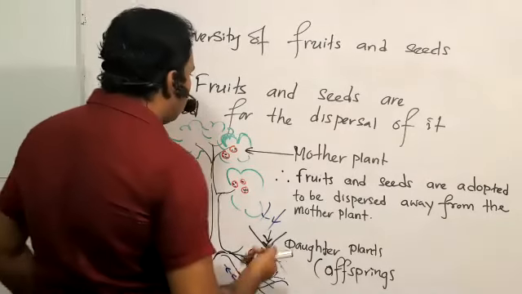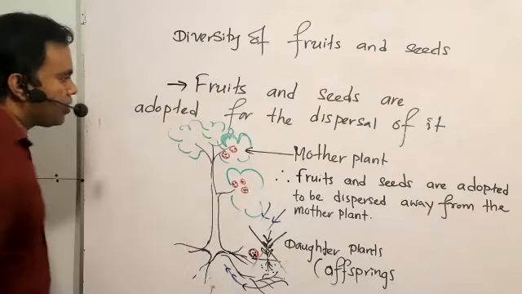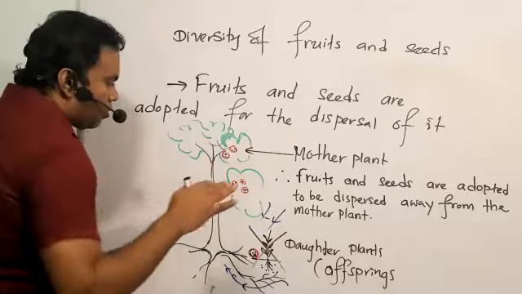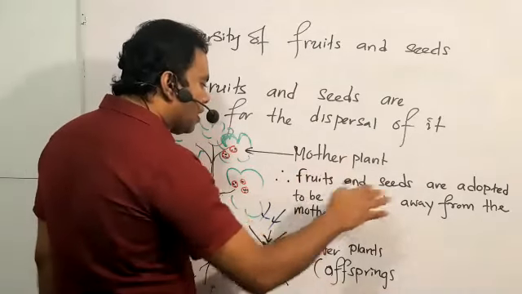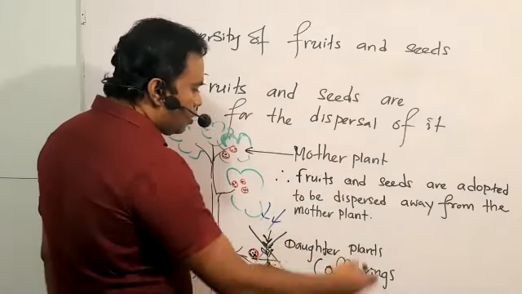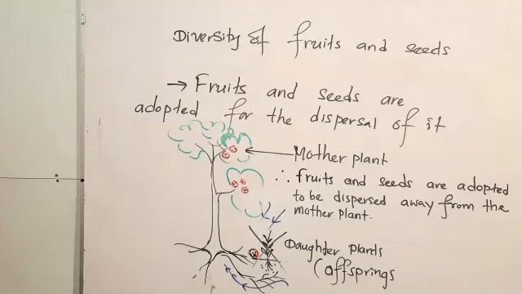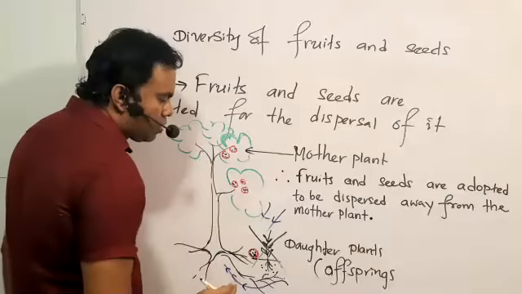Son, take down this note. Fruits and seeds are adapted for the dispersal of it. Did you write this down? Yes, sir. Did we draw the picture? No, sir. Okay, take down this little sketch. Don't color it, okay? So, mother plant. Fruits and seeds are adapted to be dispersed away from the mother plant. Daughter plants. Okay. Sir, can we draw? Yes, you have to draw this, son.